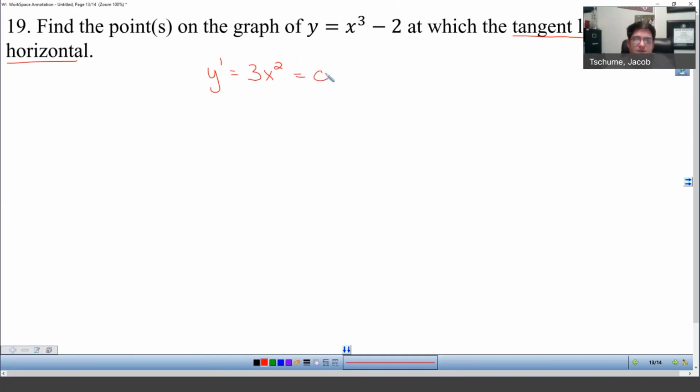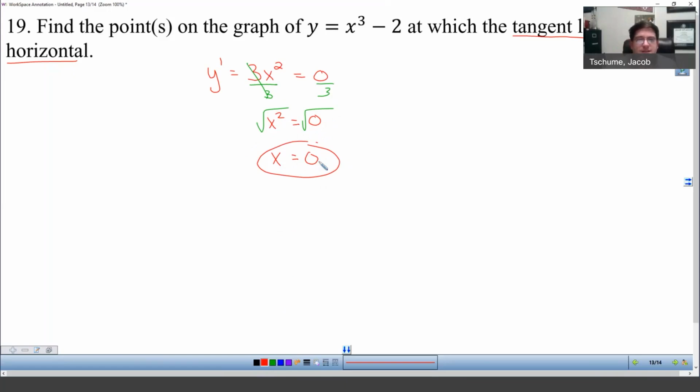Take the derivative and set it equal to 0. And your job is to solve for x here. If I divide both sides by 3, you will get x squared equals 0. And then if you take the square root of both sides, you will end up getting x is 0. So this is the only x value that makes a tangent line be horizontal.